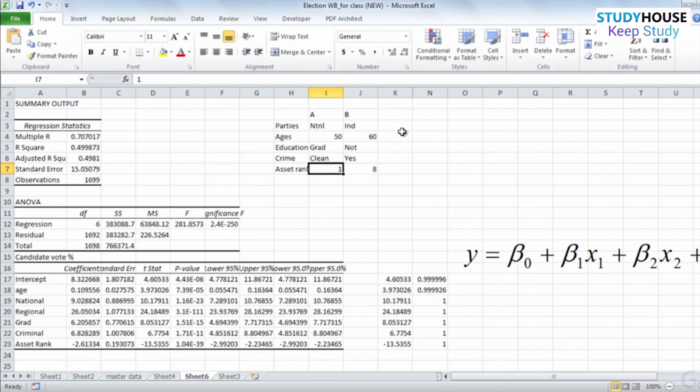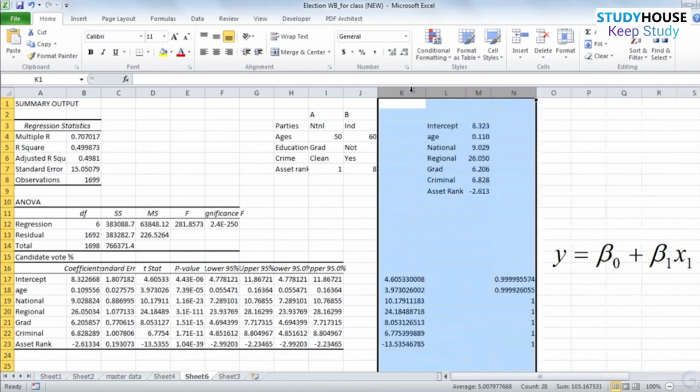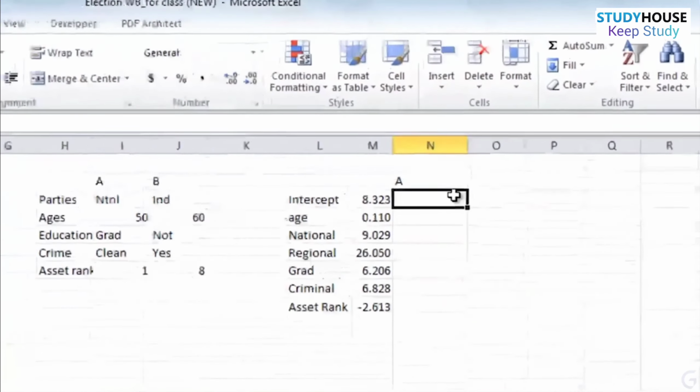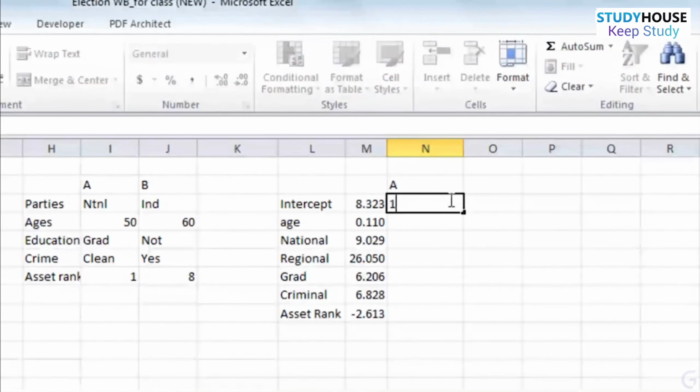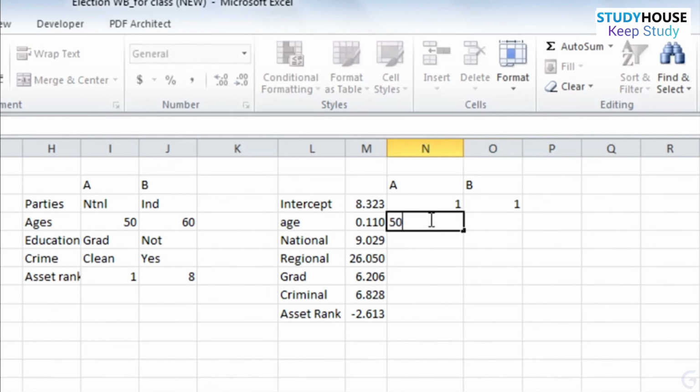Okay. So how do I find out who is going to get what percentage of votes? So I do a very simple part. I've just copied the intercept and these terms and let's put up candidate A. So what are the scores he's going to get? For intercept, that's common to both parties. So both should get 1. So what about B? B also gets 1 for the intercept. Now let's move on to age. Candidate A is 50 years old. Candidate B is 60 years old.